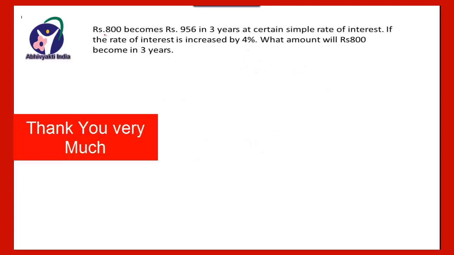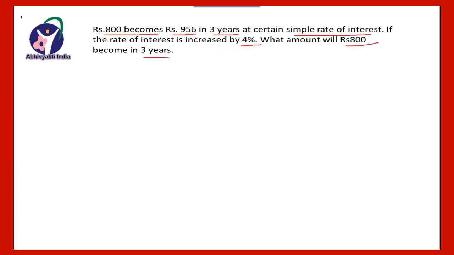Now the next question is rupees 800 becomes rupees 956 in 3 years at a certain simple rate of interest. If the rate of interest is increased by 4%, what amount will rupees 800 become in 3 years? At particular rate of interest, the principal 800 becomes 956 in 3 years. Okay, that we have got. That 956 we already got at particular rate of interest.